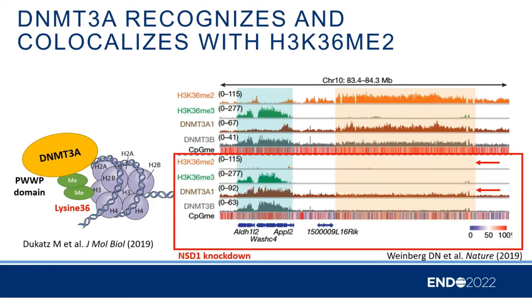And then, but that could be coincident. But then when they use NSD1 knockdown, which is a little similar to Sotos syndrome, what they found is there's a loss of H3K36 methylation, which is what you expect because NSD1 controls this. But interestingly, they also found that DNMT3A is no longer binding to this intergenic region. They were being redistributed into the gene body. And so that would suggest that DNMT3A binding is actually dependent on H3K36 methylation.